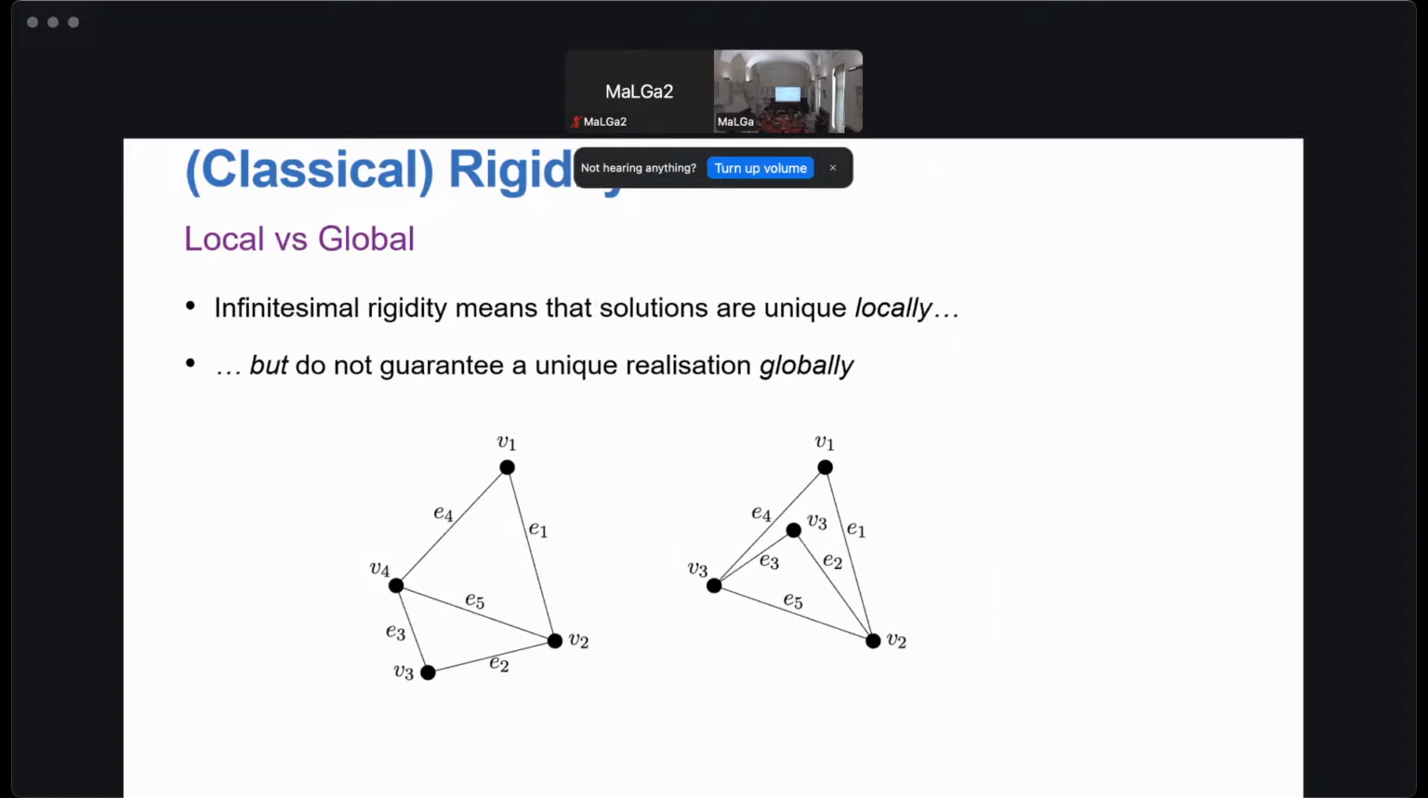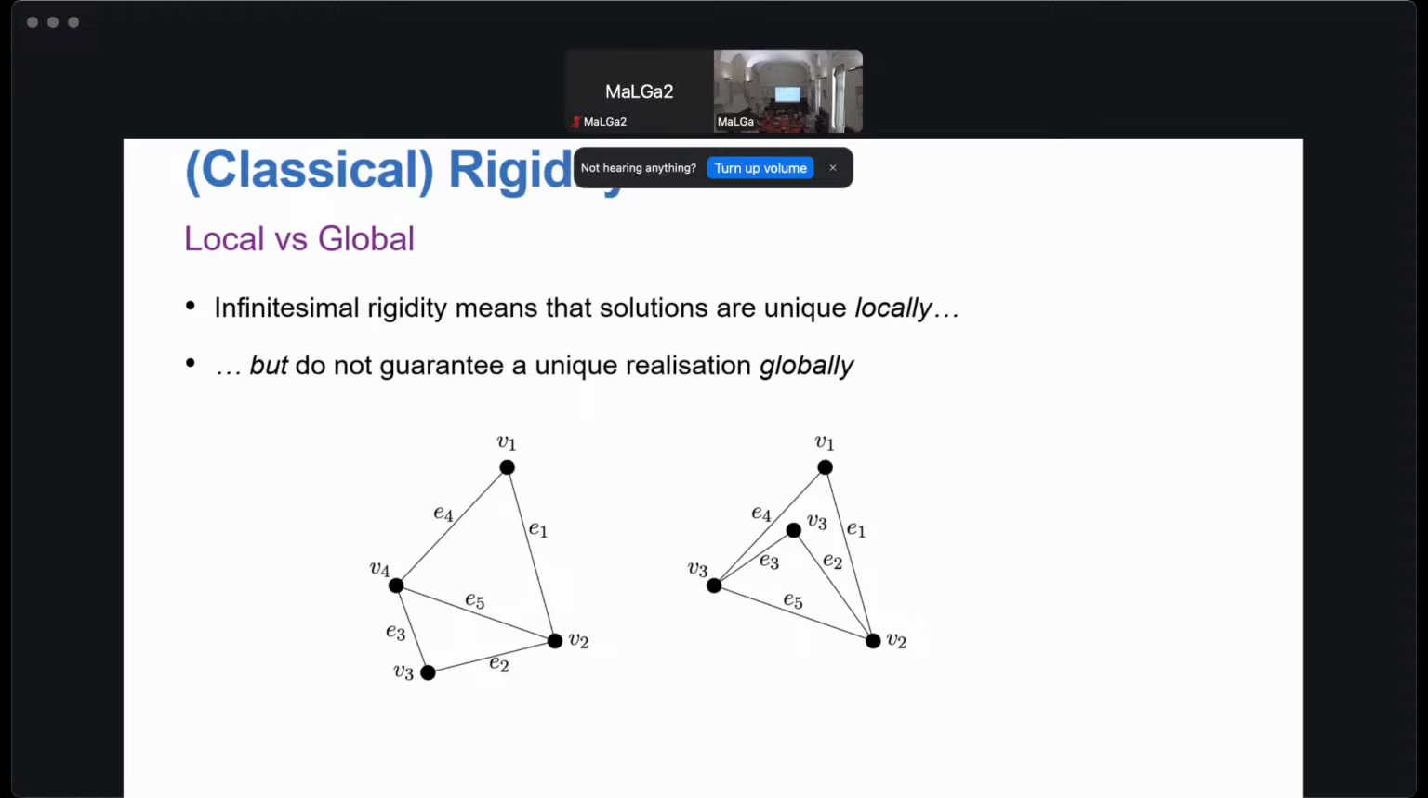This notion of infinitesimal rigidity allows to determine a property which is called local rigidity, but this does not extend to a global property. For example, the graph that you see here is locally rigid, so it's infinitesimally rigid, and hence it is locally rigid. So it cannot be deformed locally, so you cannot move any of its vertices in a neighborhood and keep the distances fixed locally. But you can do a global transformation like the one that you see here, flipping this here, and you will satisfy the same distance constraints, but the graph is completely different.